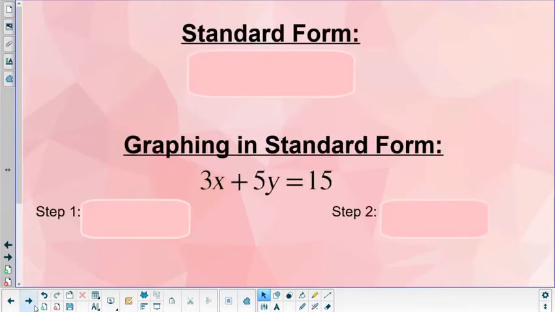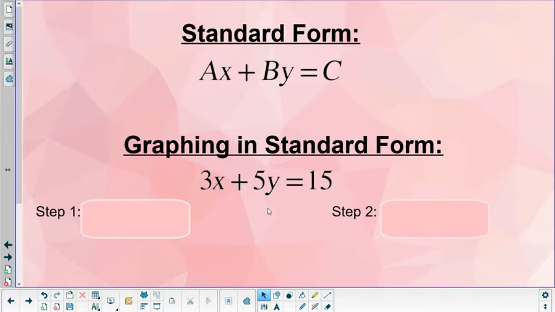Okay, so standard form looks like this: Ax plus By equals C. And you will notice how our x and our y are on the same side of the equation. Okay, so again, there are multiple ways of doing this as well. You could solve for y, get y by itself, and then graph it in standard form. But it's important that you know how to graph the intercepts right from this form as well. So that is what I'm going to show you today.